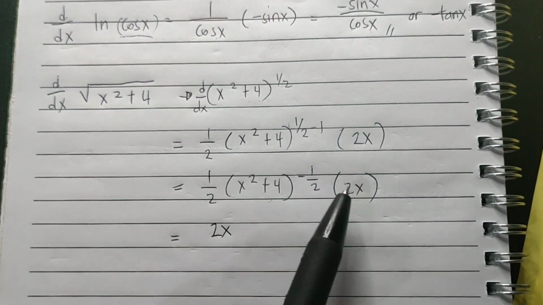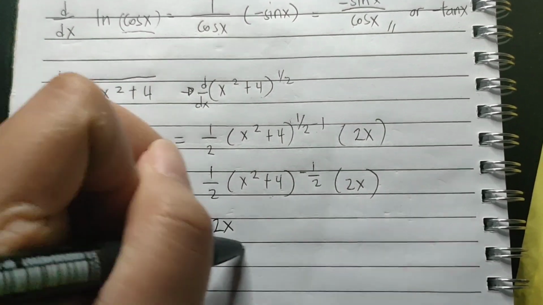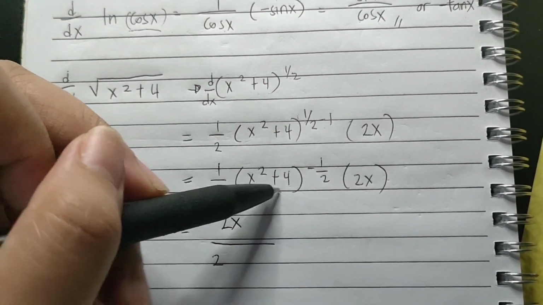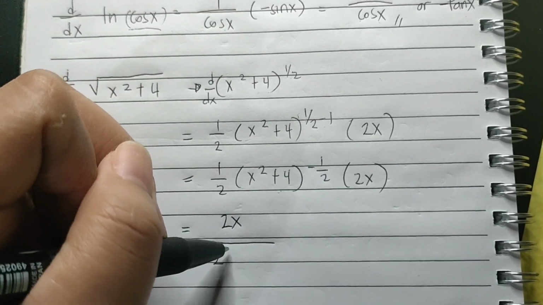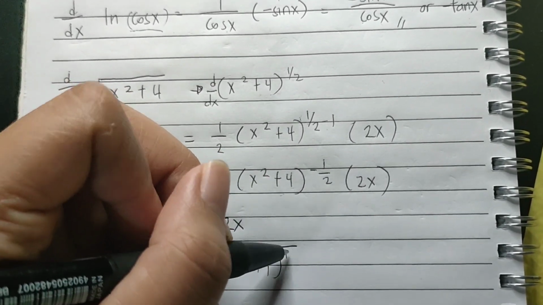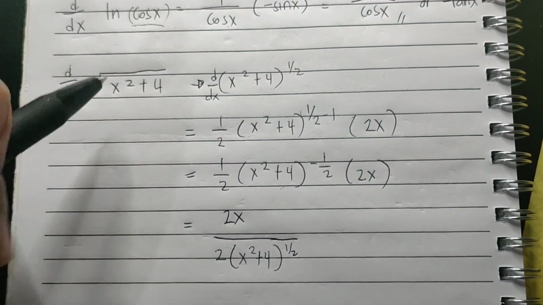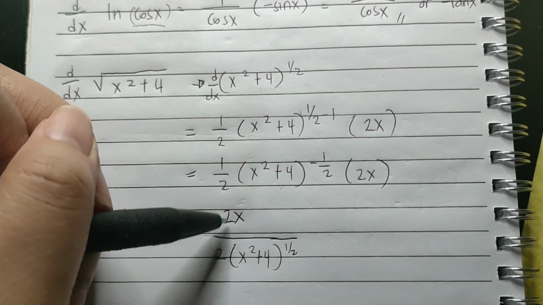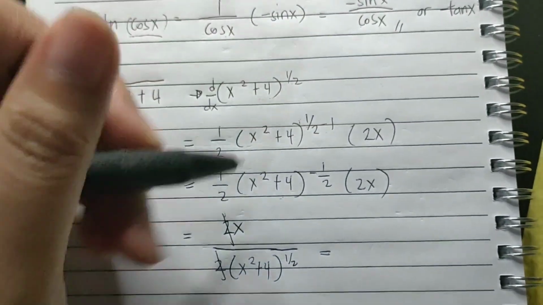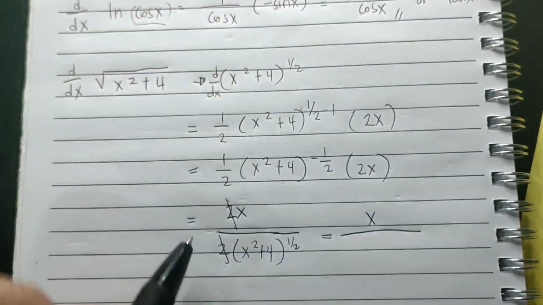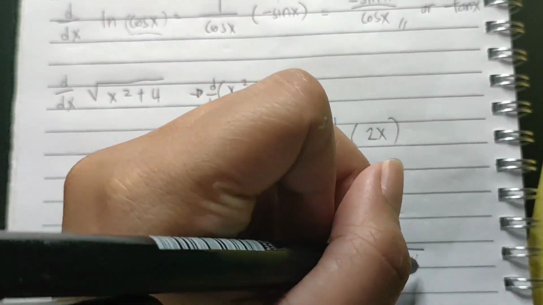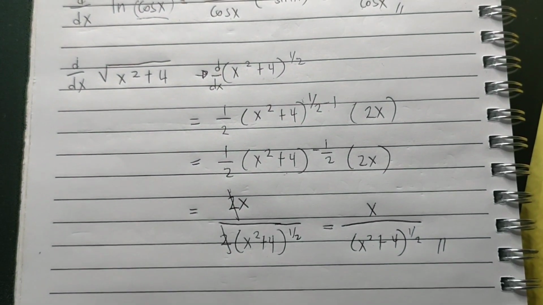Again, bakit 2x? 1 times 2x. And then, mayroong 2 sa baba. Tapos, ibababa natin to, since negative exponent kasi. So, magiging x squared plus 4 raised to positive 1/2 na. Okay, and then, cancel yung 2. Ayan o, 2 sa taas, 2 sa baba. So, cancel. Ang natira sa taas ay x over, ito na lang, x squared plus 4 raised to 1/2. So, yan na yung sagot.